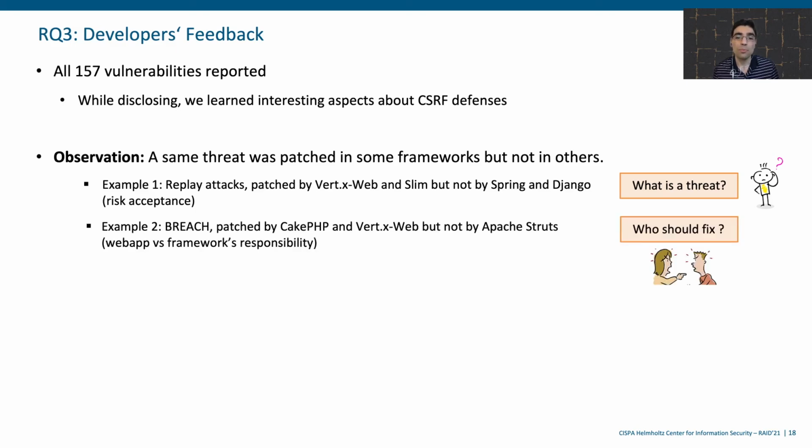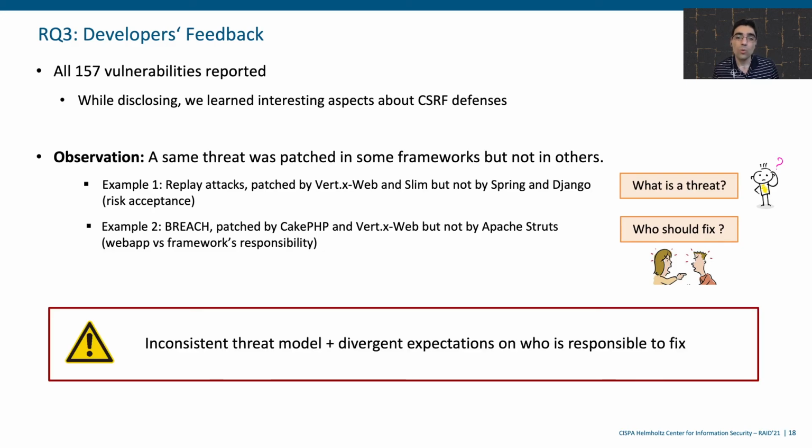Another example was the bridge vulnerabilities, which was patched by CakePHP and Vert.x Web framework, but not by Apache Struts, as they decided that it is not the framework's responsibility to fix that. Therefore, we observed the second type of disagreement on who should patch the threats, the web app developer or the framework developer. All in all, what we learned from our vulnerability disclosure process was that there is an inconsistent threat model and divergent expectations on who is responsible to fix the security issues.